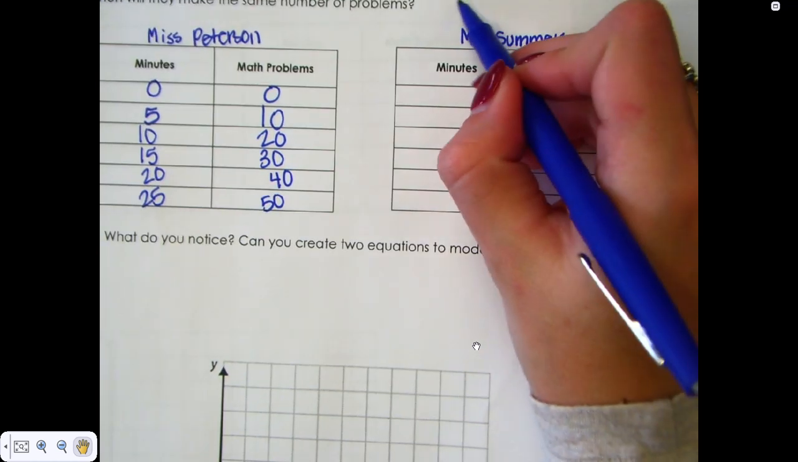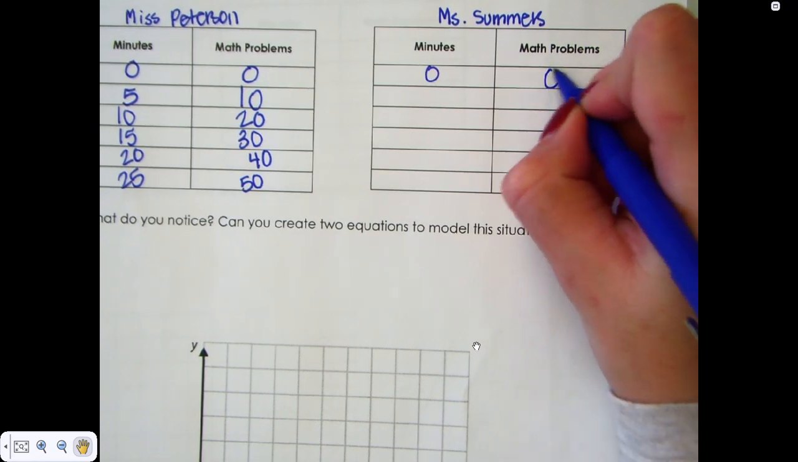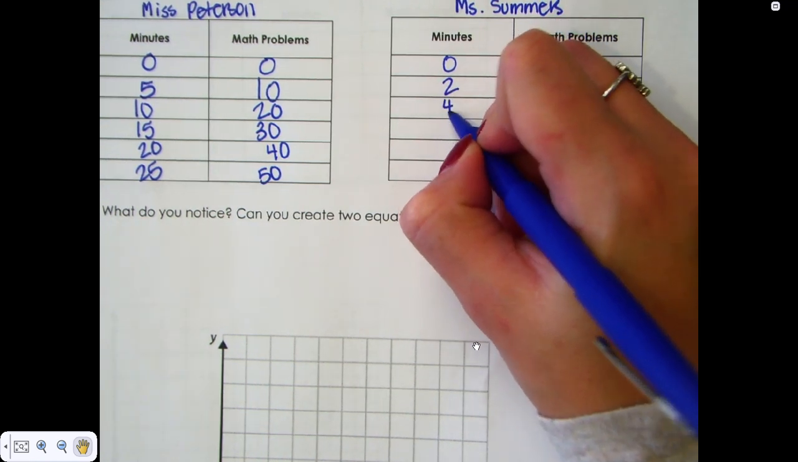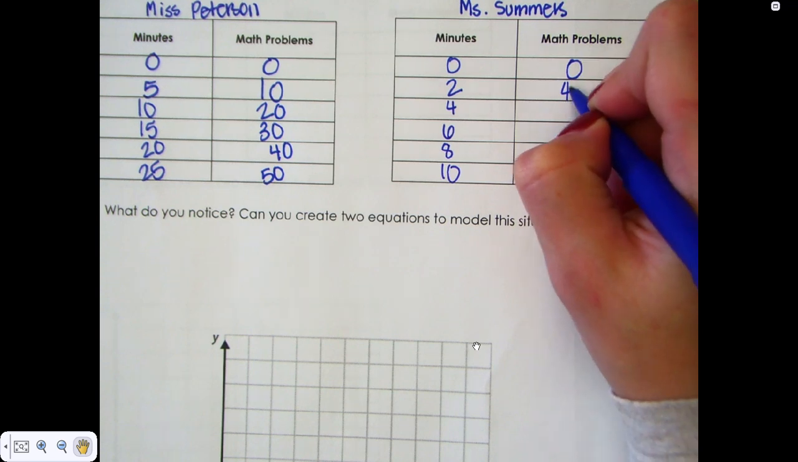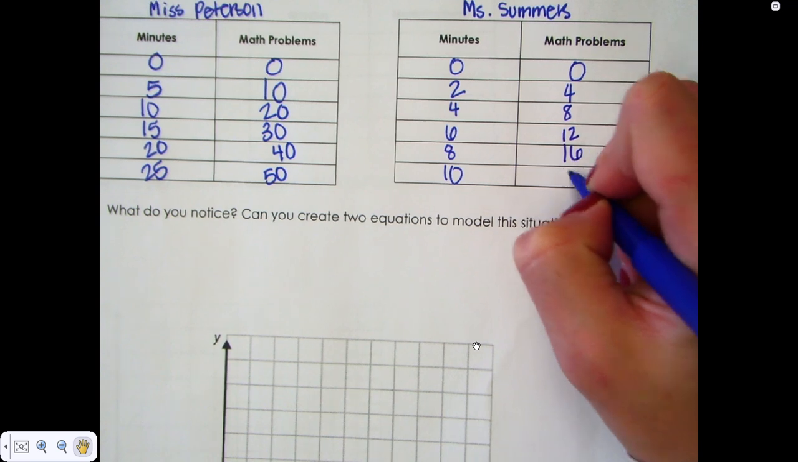All right, now let's look at Miss Summers. Miss Summers can create 4 problems every 2 minutes. So at 0 minutes, she's created 0 problems. At 2 minutes, she created 4, and then she counts by 2 here. And then she goes 4, then I go 8, 12, 16, 20.